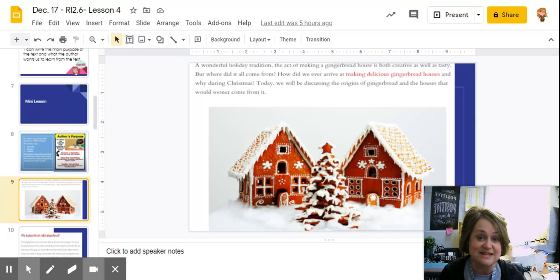So it says, a wonderful holiday tradition is the making of a gingerbread house. It is both creative as well as tasty. But where did it all come from? How did we ever arrive at making delicious gingerbread houses, and why during Christmas time? Today we will be discussing the origins of the gingerbread house and where it came from.